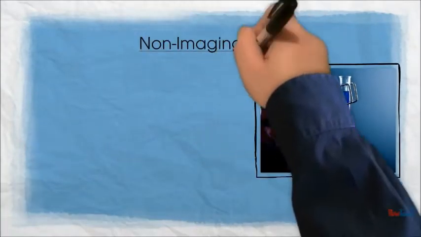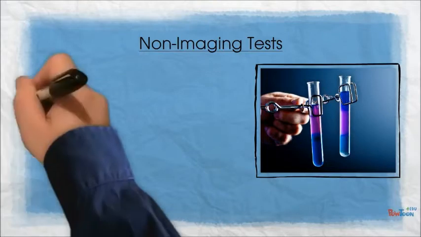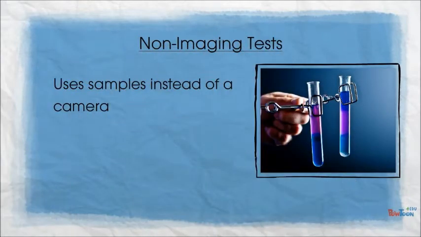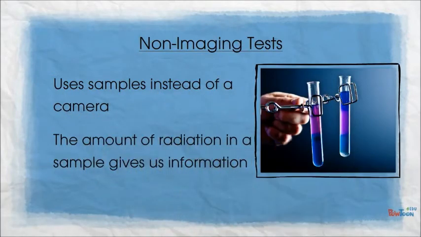In non-imaging tests, a tracer is given to a patient. However, instead of using a camera, we take samples from the patient, such as urine, blood, or breath samples, depending on what we are interested in monitoring. We can measure how much radiation is in the sample to give us information about the patient. Let's look at an example.